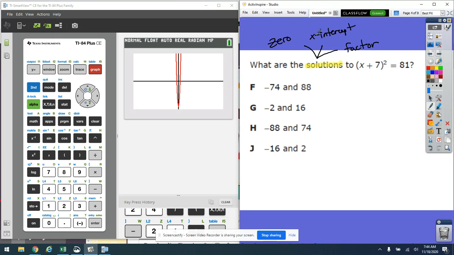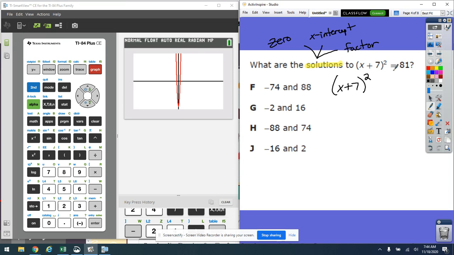A 0 is how we solve it, x-intercept is how it's graphed, and factor is basically finding those binomials that equal this. So what we're going to take a look at is, with our calculator, I'm going to set this equal to it. There are a lot of different ways you can set this up. My easiest personal favorite is getting everything to one side of the equation. So I'm going to take the (x + 7)², but this 81, I'm going to move it over.